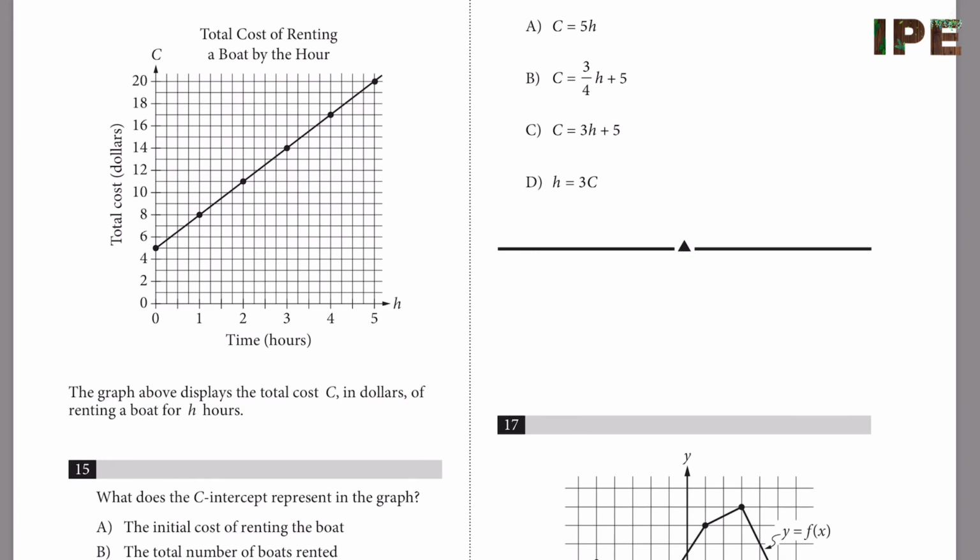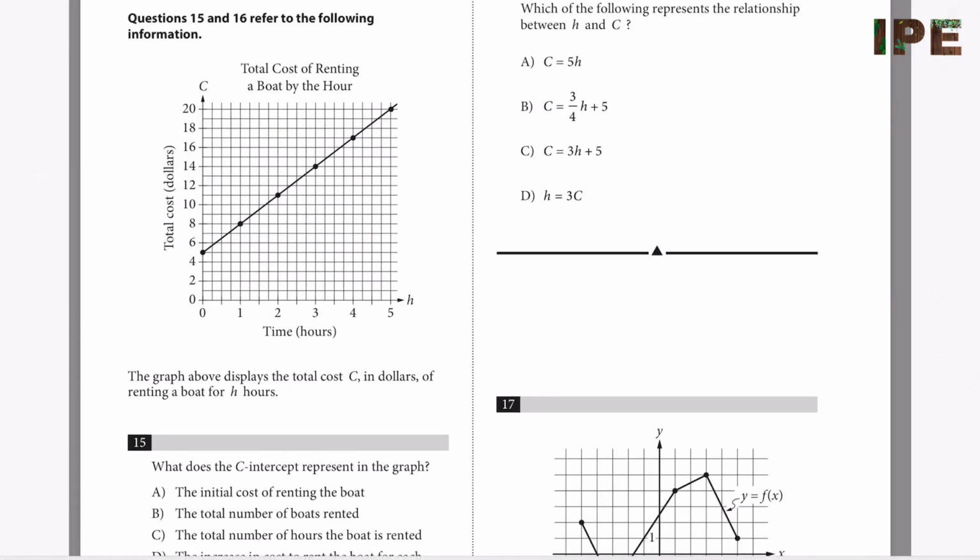So what does the C-intercept mean? Kind of like the y-intercept, the y-axis is kind of the C-axis now. The C-intercept is the initial value, right? The y-intercept in a modeling problem is always the initial value. That means the initial what? The cost of renting. That's why it's the initial cost of renting a boat.